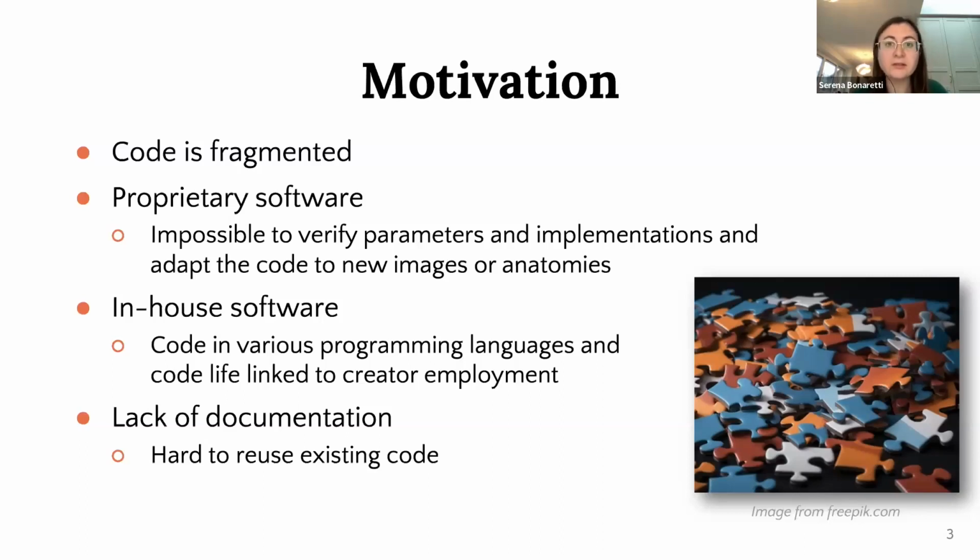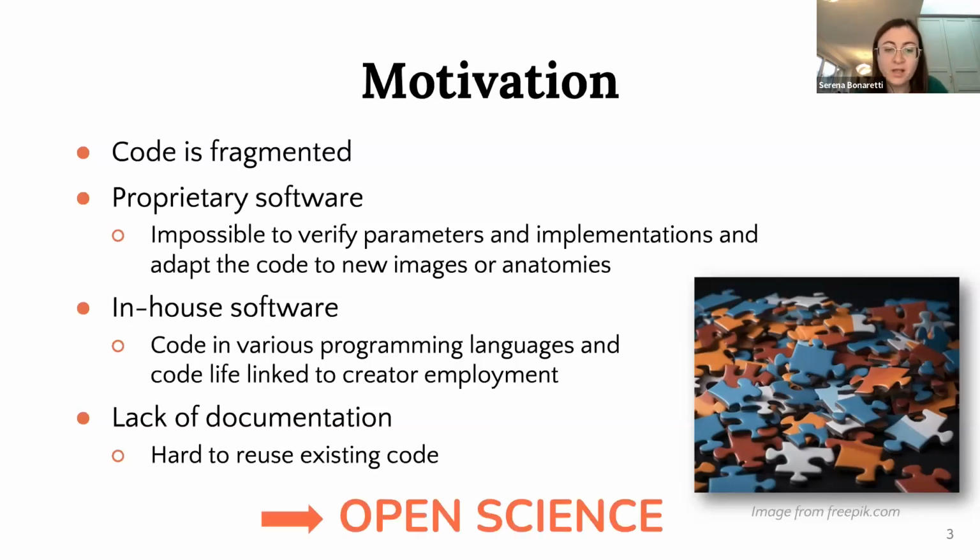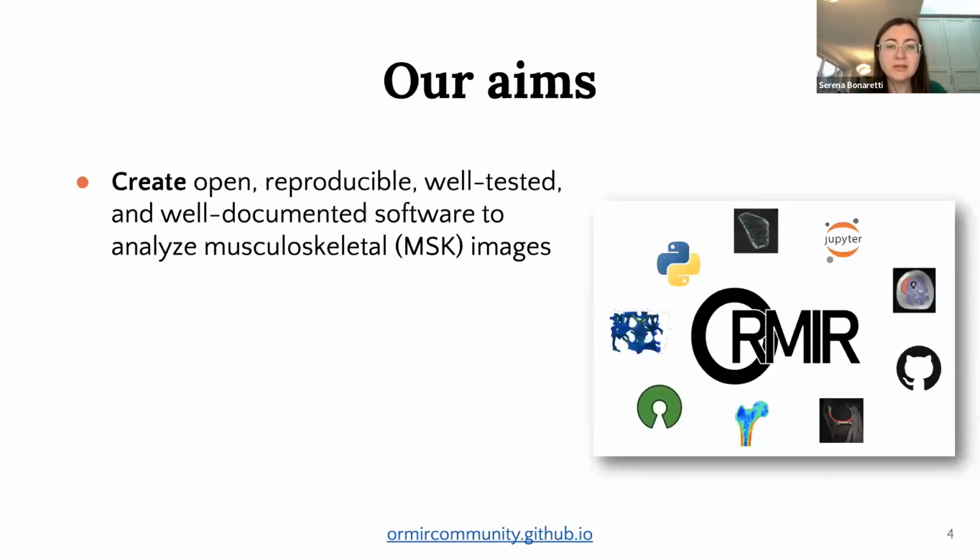So we thought, and we find, that the answer to this issue that we are facing as a scientific community is open science. And so we created the community, and our aims are mainly three. The first one is related to code, to software, and our aim here is to create open, reproducible, well-tested and well-documented software to analyze musculoskeletal images.